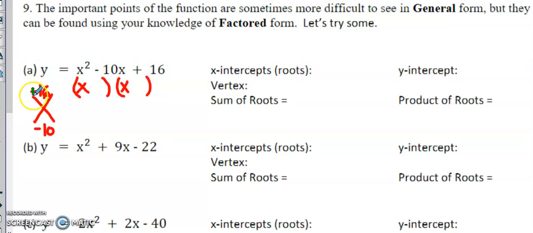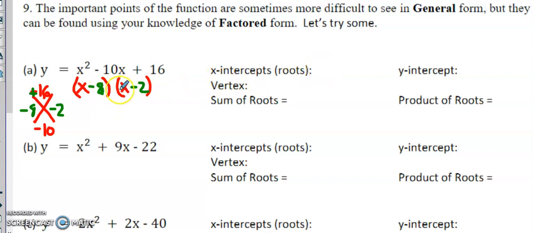Okay, so I'm looking for two numbers that when I add them together I get negative 10, but when I multiply them together I get a positive 16. So both numbers have to be negative to get the negative sum, and also both have to be negative so I multiply them and get a positive answer. So that would be negative 8 and negative 2. So x minus 8 and x minus 2 will be the two factors.